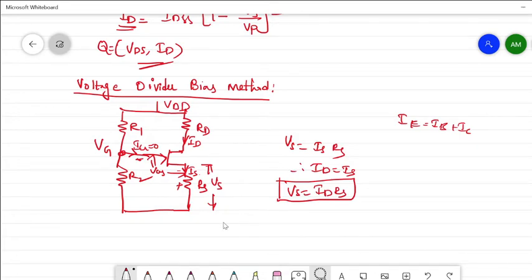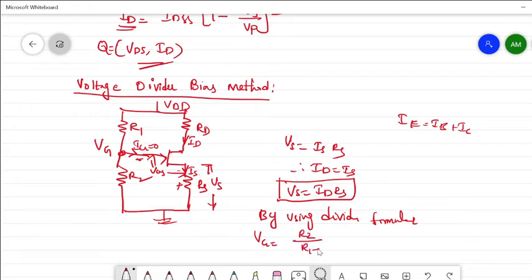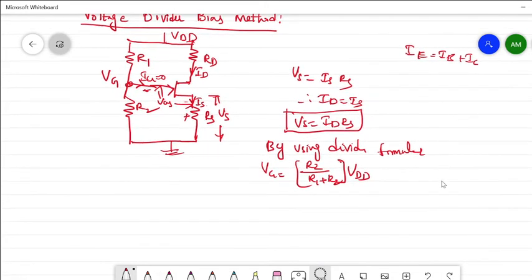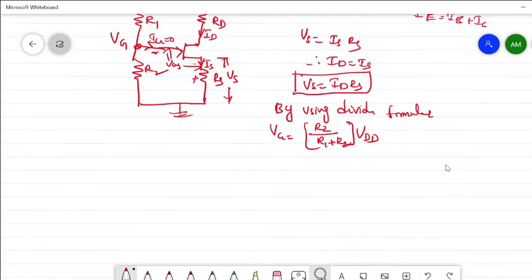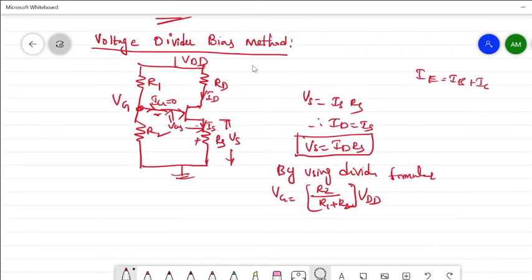Next, the gate voltage is set by the resistors R1 and R2. By using the voltage divider formula, VG is equal to R2 by R1 plus R2 into VDD. This is the gate voltage. Next, for the DC analysis in the voltage divider biasing method, as in any biasing method, we have to find out the Q point.